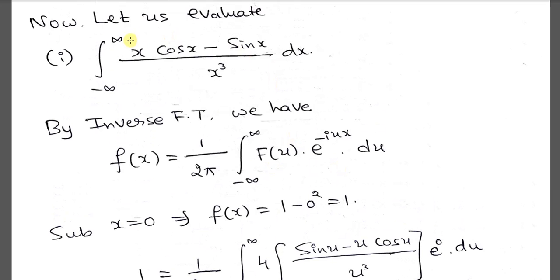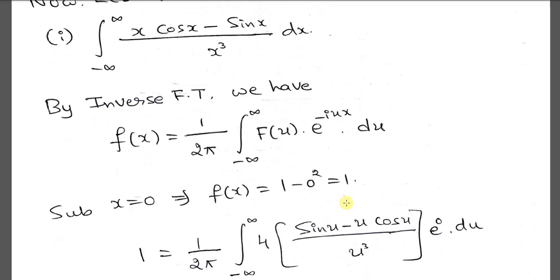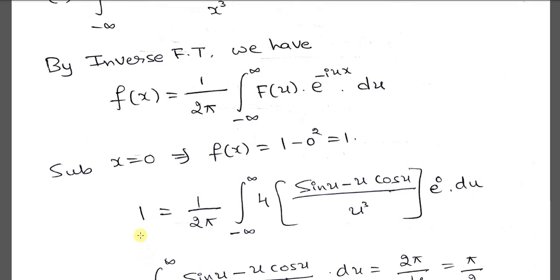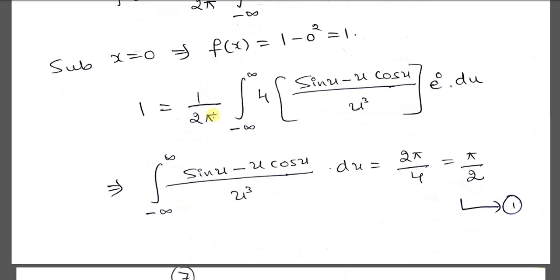Same thing here, only one term, correct? So this term I don't want, e power minus iux, so substitute x equal to 0, e power 0 becomes 1. f of x, substitute x equal to 0. By the definition of the given problem, 1 minus x square, but x equal to 0, so the answer is 1. So substituting, f of 0 is 1, and the RHS is 1 by 2 pi integration minus infinity to plus infinity 4 times, the answer we got, with e power 0 as 1. Now this 1 by 2 pi and 4 shift to the RHS, and you get integration minus infinity to plus infinity sin u minus u cos u by u cube into du is pi by 2, right?